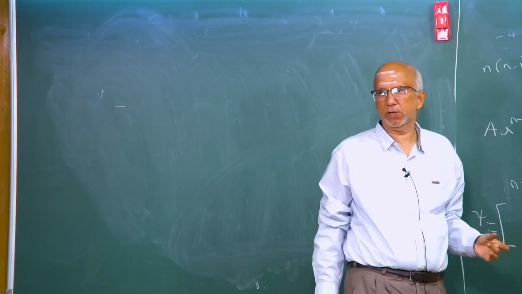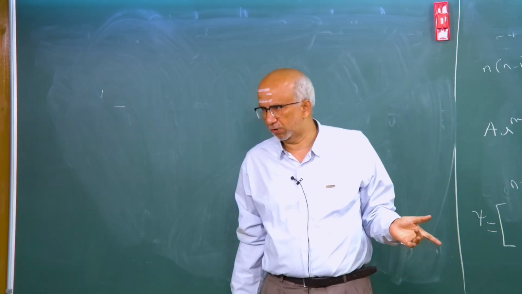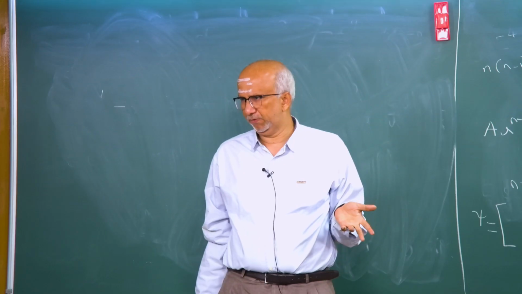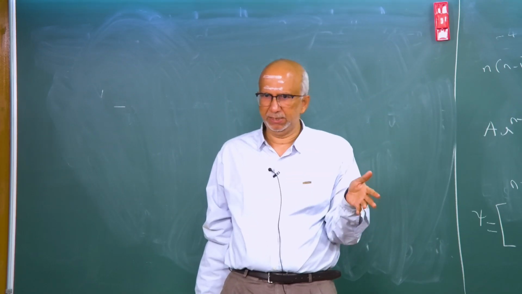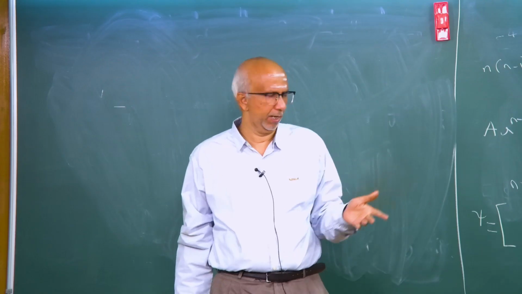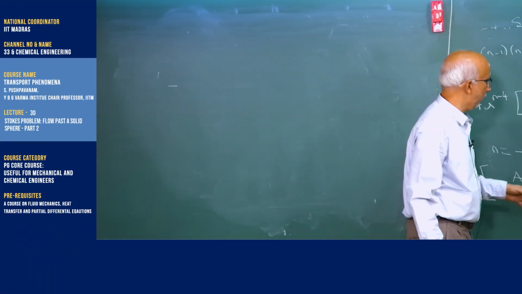I mean, I got my psi. So, the idea is I have psi. If I can find these constants, I can find the velocities because I know how velocity is related to psi, and then you can proceed further. But how do I find these constants?